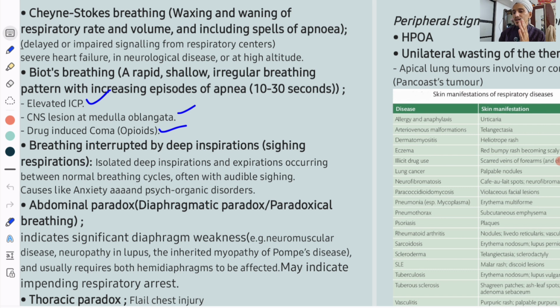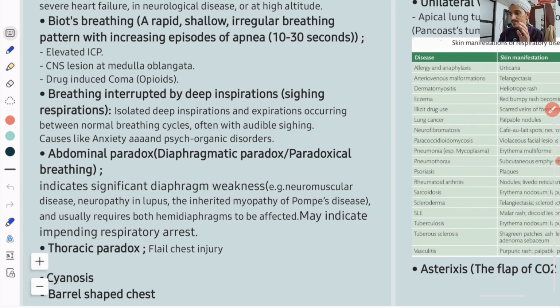So remember, this is important here. Severe heart failure you can have Cheyne-Stokes breathing. Next, anything which affects the brain can have Cheyne-Stokes breathing or Biot's breathing. Okay. Now this is important because this is very common in OPDs.